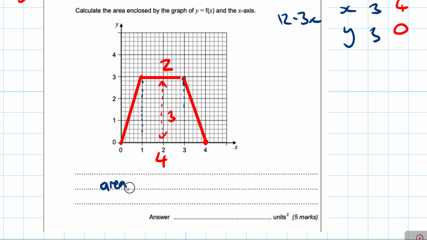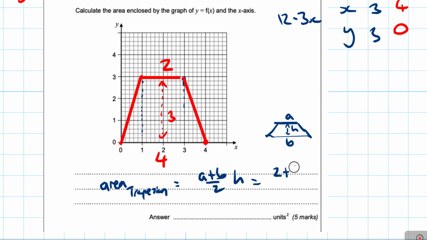So the area of a trapezium is (A plus B) over 2 times height, where in this situation A and B are the parallel sides and H is the height. So plugging that in is going to be (2 plus 4) divided by 2 times 3. 2 plus 4 is 6, divided by 2 is 3, times 3 is equal to 9. So your answer is 9 units squared.